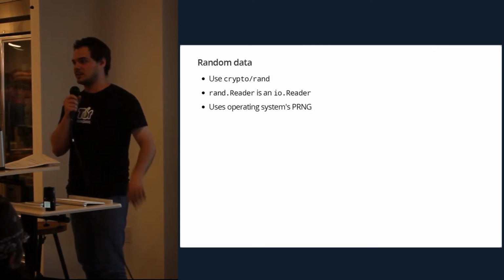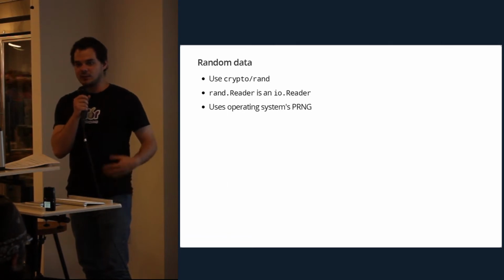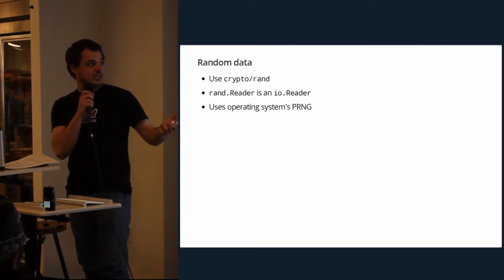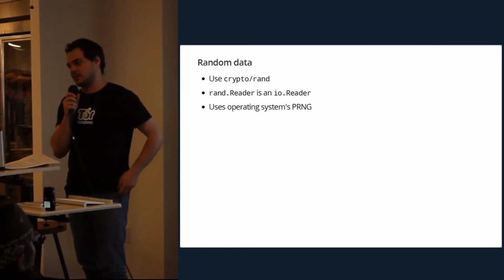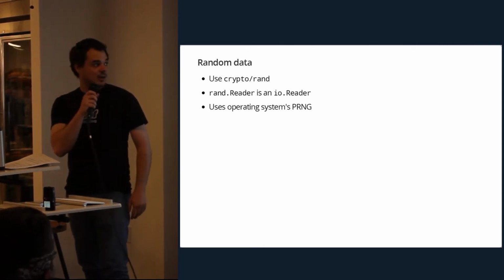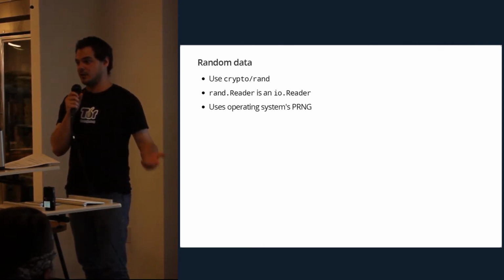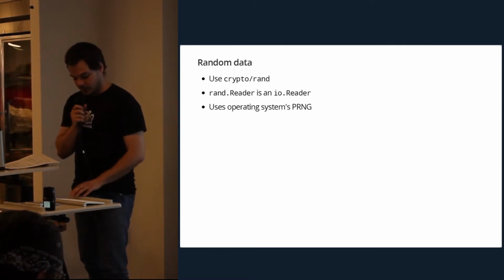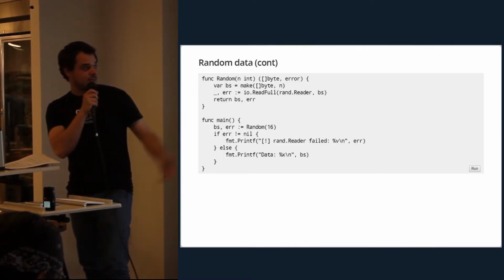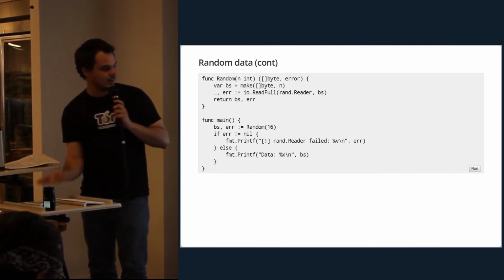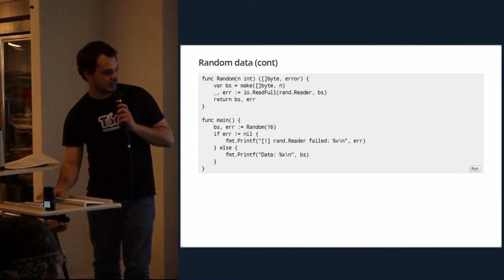For random data, that's the basis of all crypto stuff. If you want to get random data, do not use math/rand. It's not meant for cryptographically secure stuff. There is, however, crypto/rand, which uses your operating system's random number generator facilities to do things securely, and that's what you should use. rand.Reader is an io.Reader. We all love io.Readers, right? They're awesome. You can use it just like any other file or reader. It's actually pretty simple: just like you would read stuff from a file, you read it from that io.Reader. Let's see, we can actually run it once.